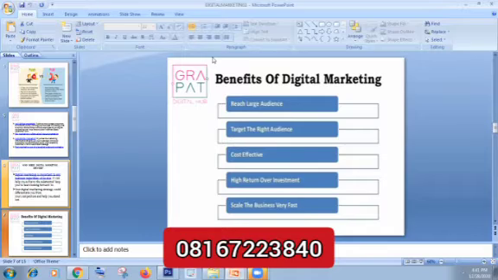Now, it targets the right audience. If you're advertising online, for example, maybe you are selling shoes, you can say, okay, I want to run an advert for people that are interested in buying shoes alone.